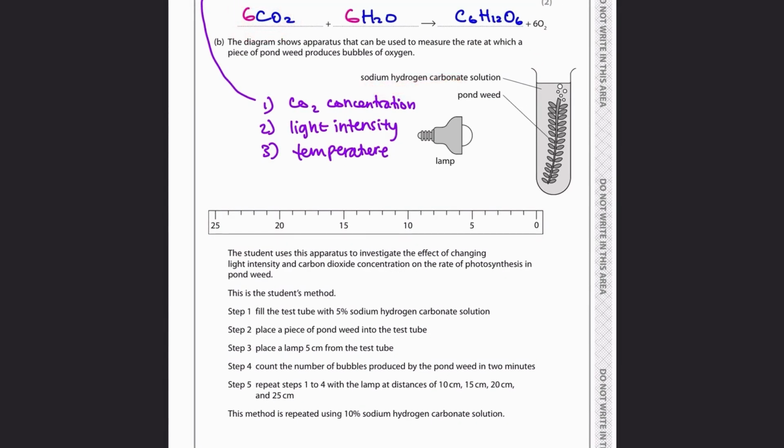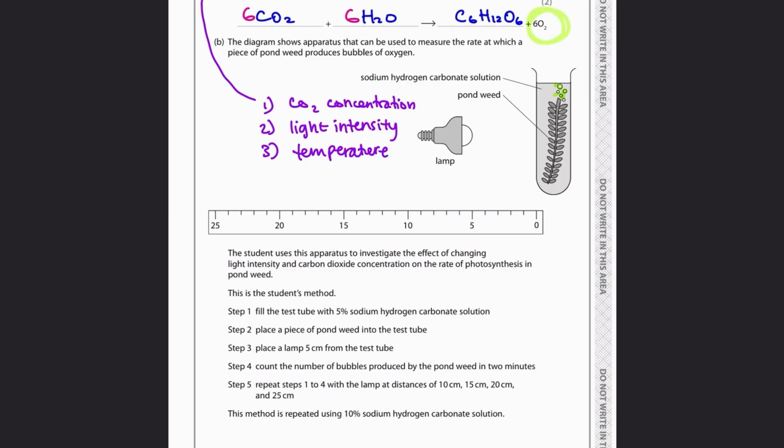Then what does he do? He places the pond plant inside. There we go. And then he places the lamp 5 centimeters away from the test tube. And then he counts the number of bubbles. What are these bubbles? Look at the equation to tell me what are the bubbles coming out of the plant. Those bubbles, those green bubbles that I'm highlighting right now, that is the oxygen bubble, right?